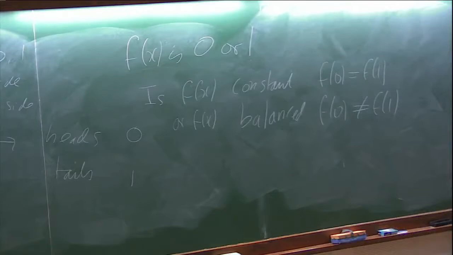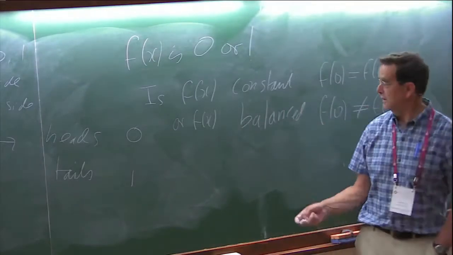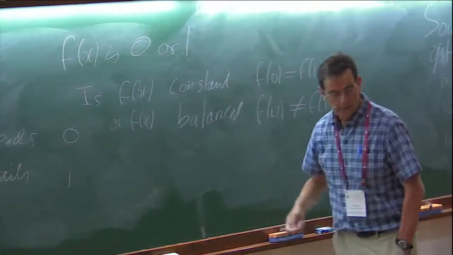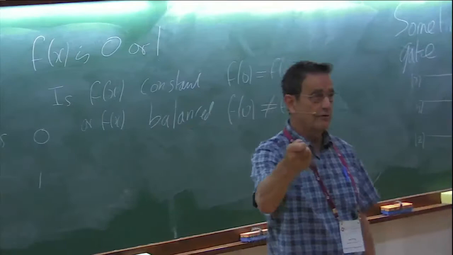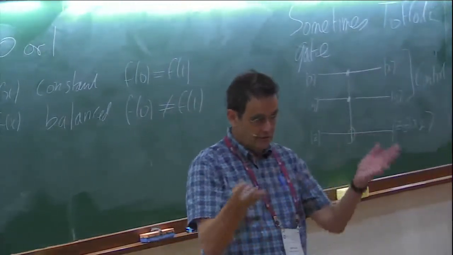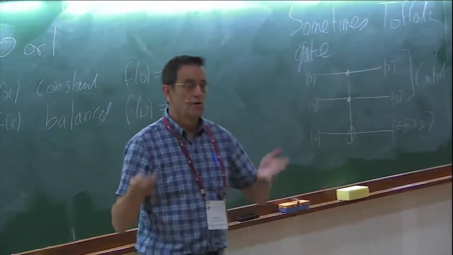So in mathematical terms, this is how we would represent the coin toss. So in mathematical terms then, how will we distinguish whether the function is constant or balanced? Well, you take x equals 0 and you compute the value of the function. Then you take x equals 1 and compute the value of the function and say, are they the same? You've got to compute the function twice.